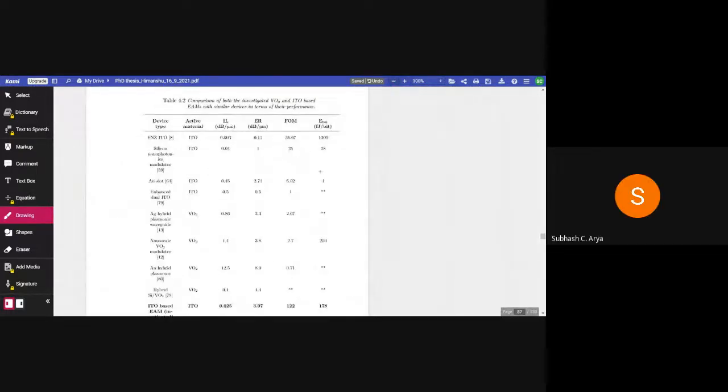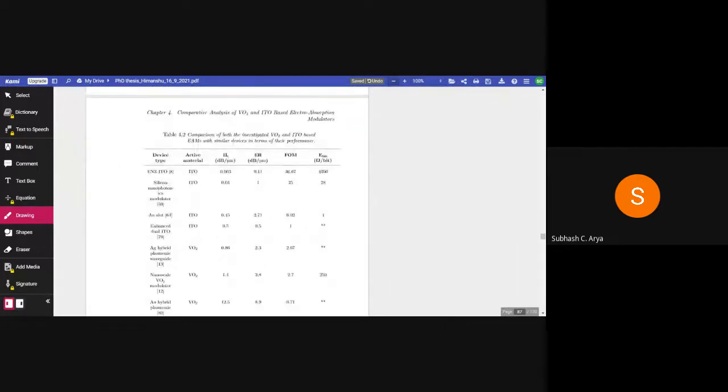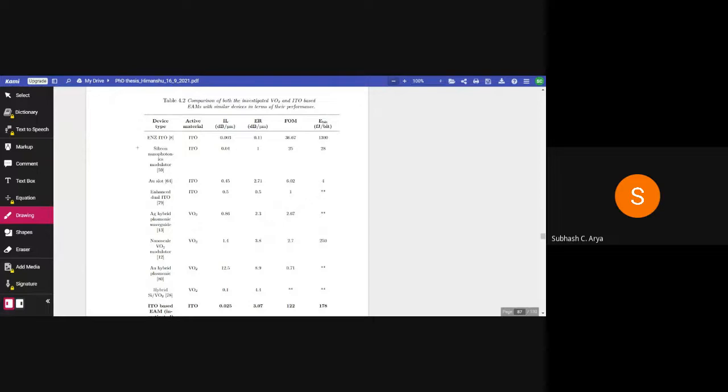So you can see this table 4.2. In this table, various contemporary plasmonic material based devices have been considered based on a common parameter, that is active materials. What is the active material here? Plasmonic material. Like these sets have considered ITO, and these sets have considered VO2. And insertion loss, extinction ratio, figure of merit, energy consumption per bit. Basically, unless we fix a common parameter, only then shall we be able to compare. So that is why this is essential. This is how we can compare.